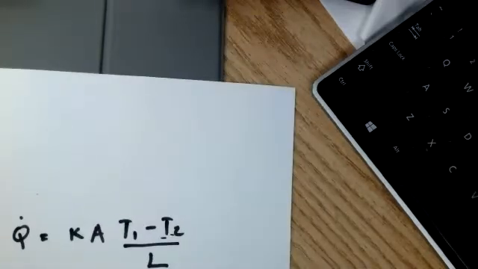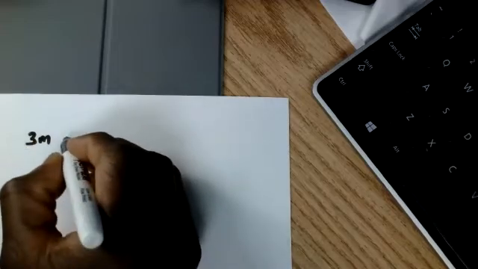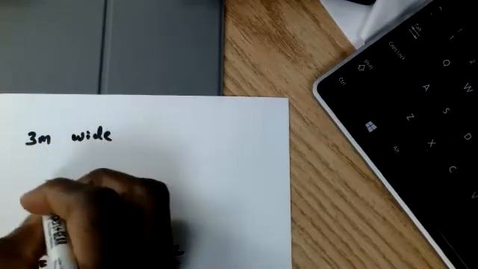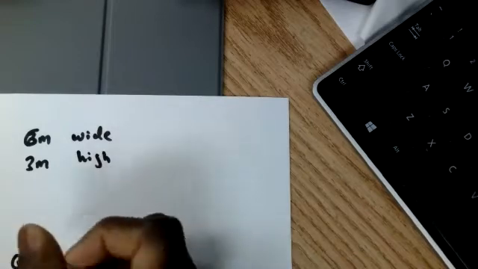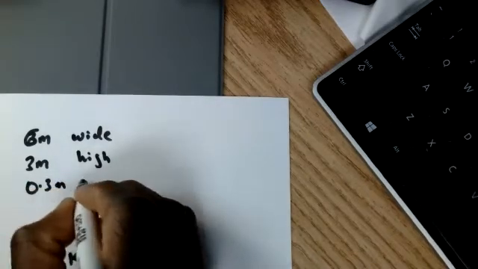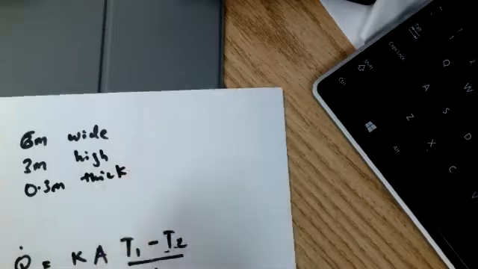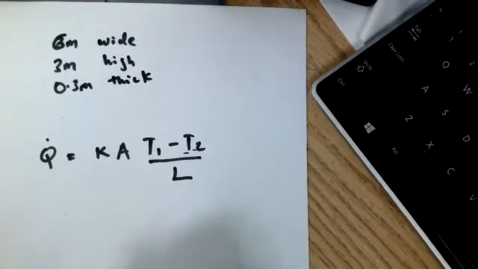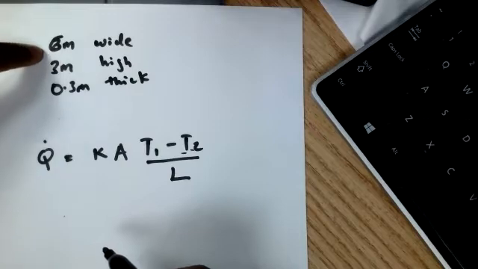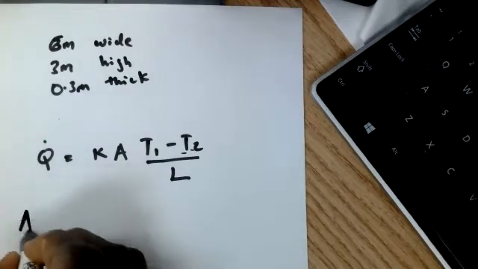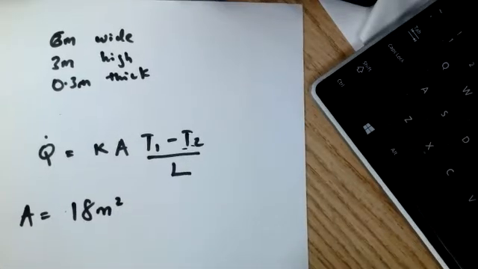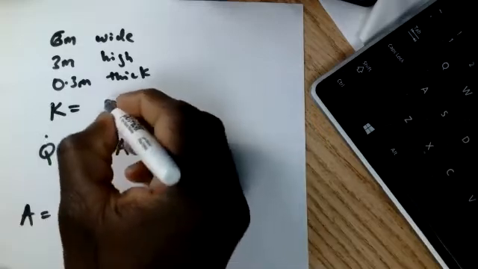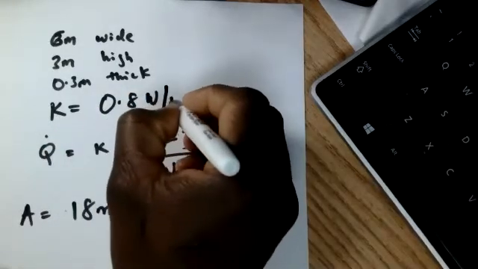We're given values: the width is 6 meters, the height is 3 meters, and then the wall is 0.3 meters thick. So our area was simply 6 by 3, which is 18 meters. So our area will be 18 meters squared. Okay. We are also given K to be 0.8 watts per meter Kelvin.